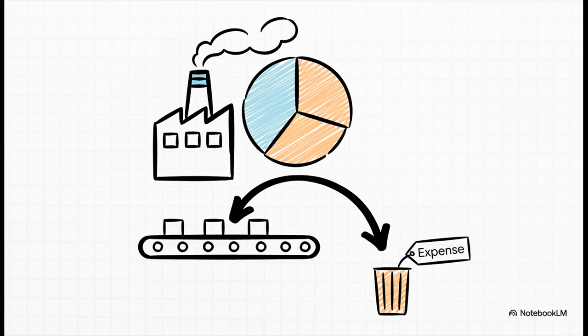But what if one month you have a slowdown and only make 500 units? Well, you can't just load $20 of rent onto each unit to make the math work. The rule says you still only allocate $10 to each of those 500 units, and the other $5,000 of unallocated rent, that gets expensed immediately. This stops companies from making their inventory look more valuable just because they had a slow month.